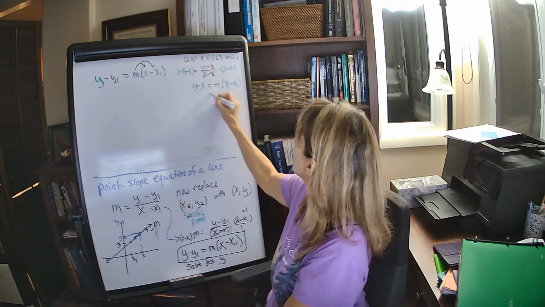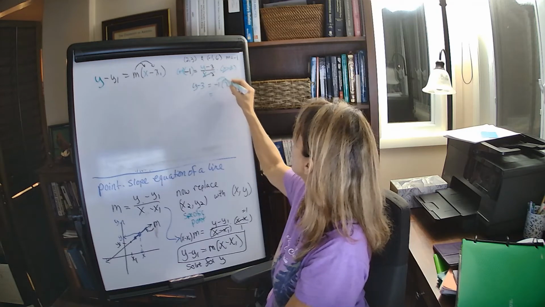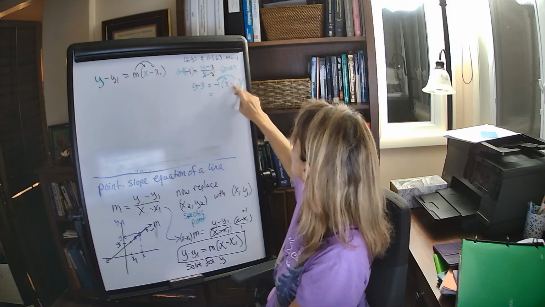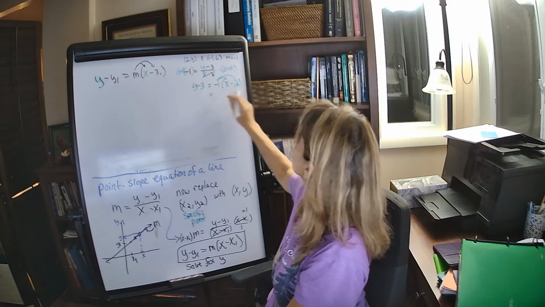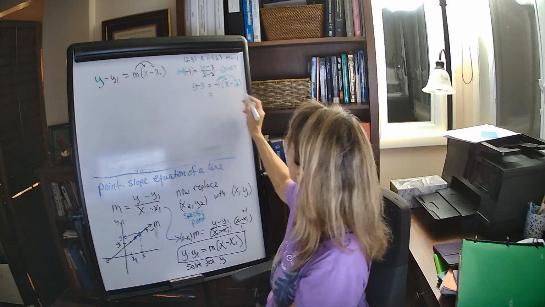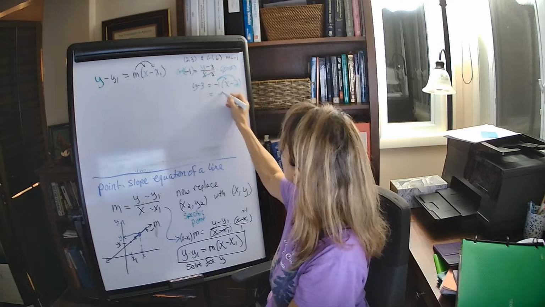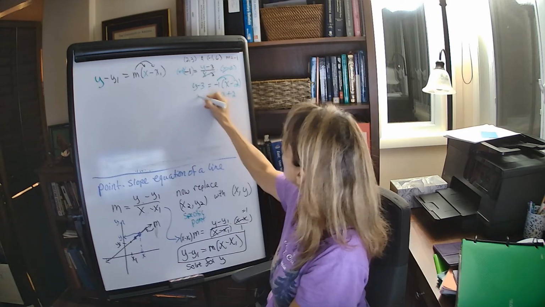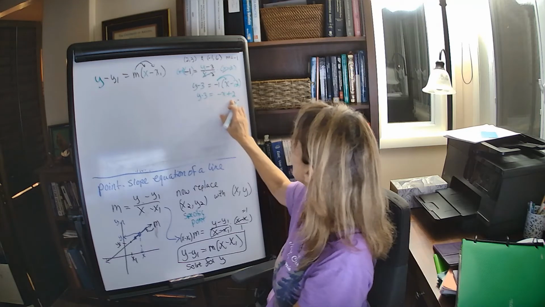So over here, that means we're going to distribute this negative 1 times these numbers. Sorry, x1 was actually a 2, wasn't it? I meant to do x minus 2. Okay, so we distribute that through and we get negative x, and negative 1 times negative 2 is a positive 2. So now I have y minus 3 equals minus x plus 2.